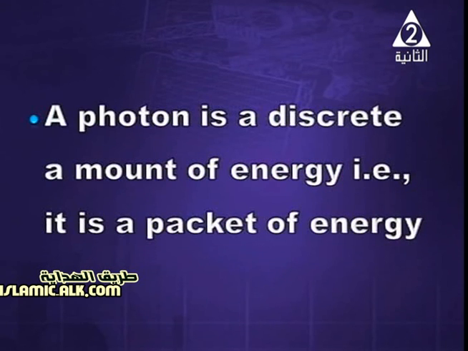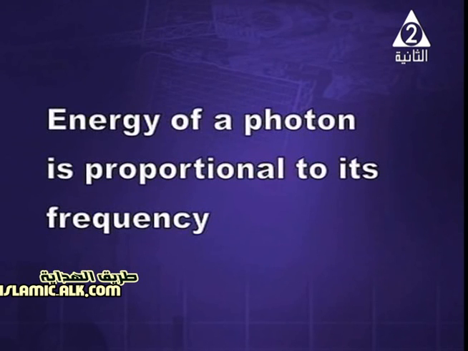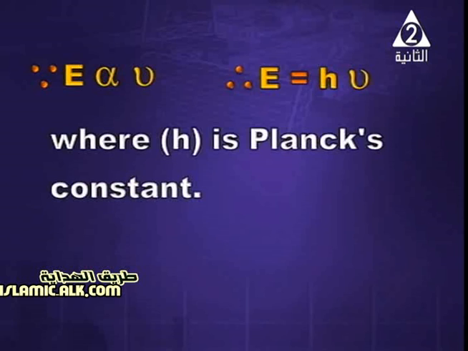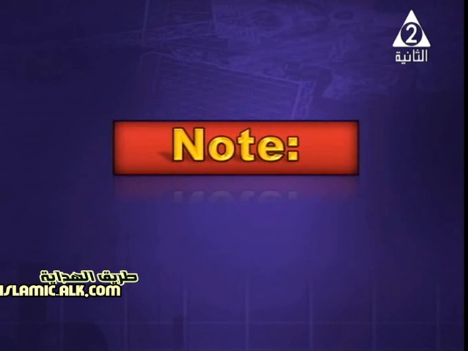A photon is a discrete amount of energy. It is a packet of energy, and the energy of the photon is determined by its frequency. Once again, a photon is a discrete amount of energy, a packet of energy. The energy of a photon is proportional to its frequency: E is proportional to nu, so E equals h nu, where h is Planck's constant. And we've got a very important piece of information here.